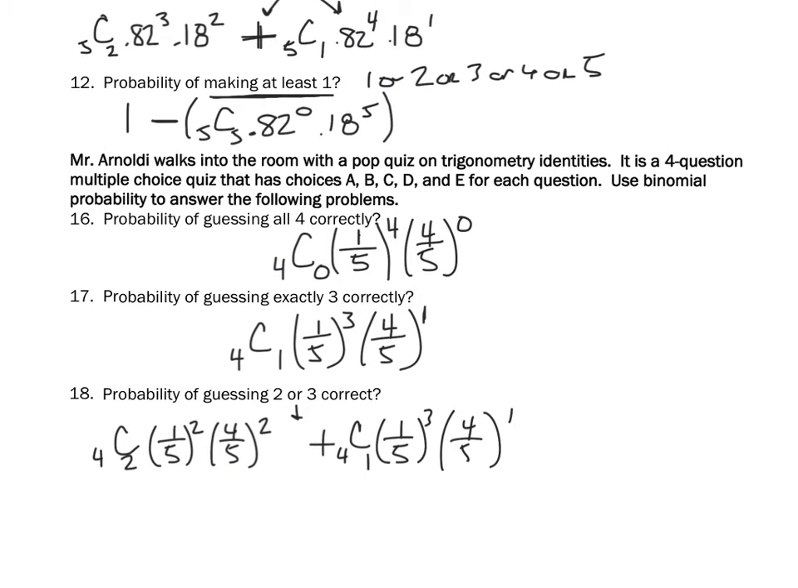Just using the calculator now, I think if I would do something like this, I might put in or use the decimals. So 4 choose 1. 1/5 is 0.2 to the third. 4/5 is 0.8 to the first. So just entering that in to make sure you're doing this correctly.